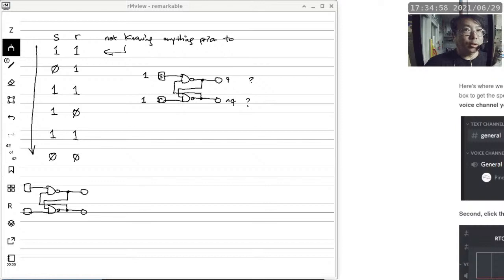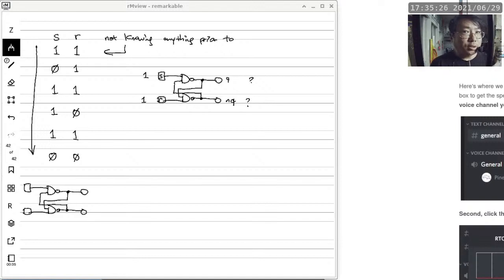But since we don't know which one is a 1, it's basically the same thing as saying we don't really know what the output is for the entire SR latch. So what are we going to do? Well, actually nothing. For the initial state, all we can claim is that we don't know what the outputs are. So we don't know what Q is, we don't know what NQ is. That's basically all we can say.